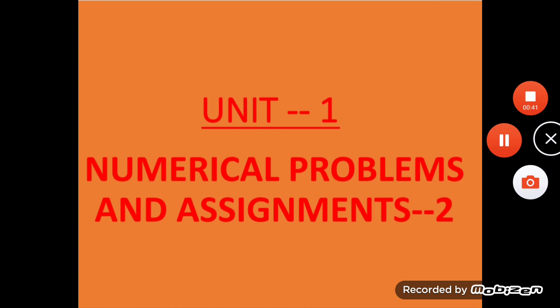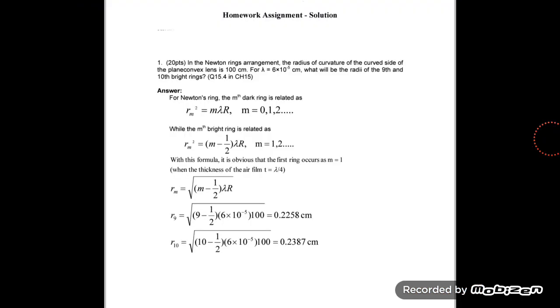As we know, for Newton ring, the mth dark ring is related as Rm square equal to m lambda R, where m is 0, 1, 2, etc. While the mth bright ring is related as Rm square equal to (m minus half) lambda R. These are the two relations which are applied in Newton ring for dark ring and bright ring.